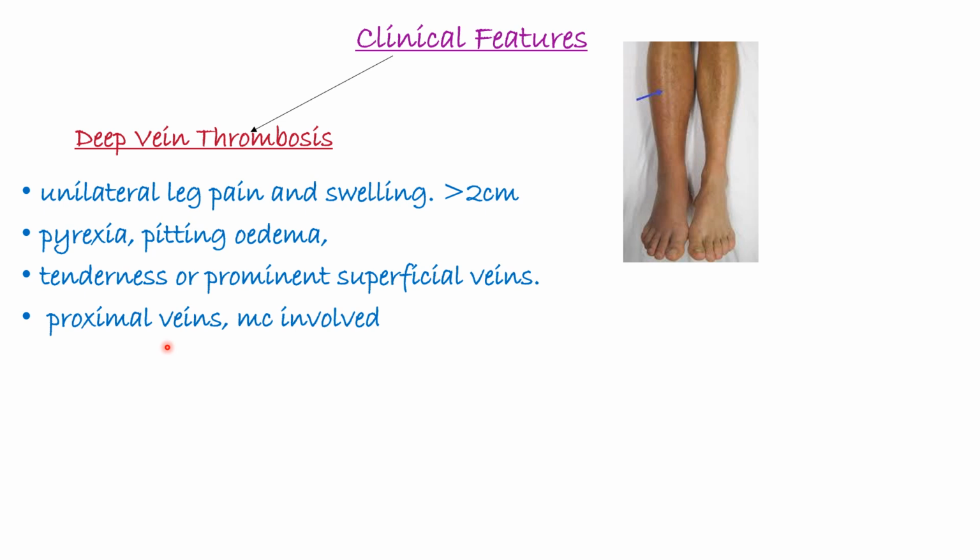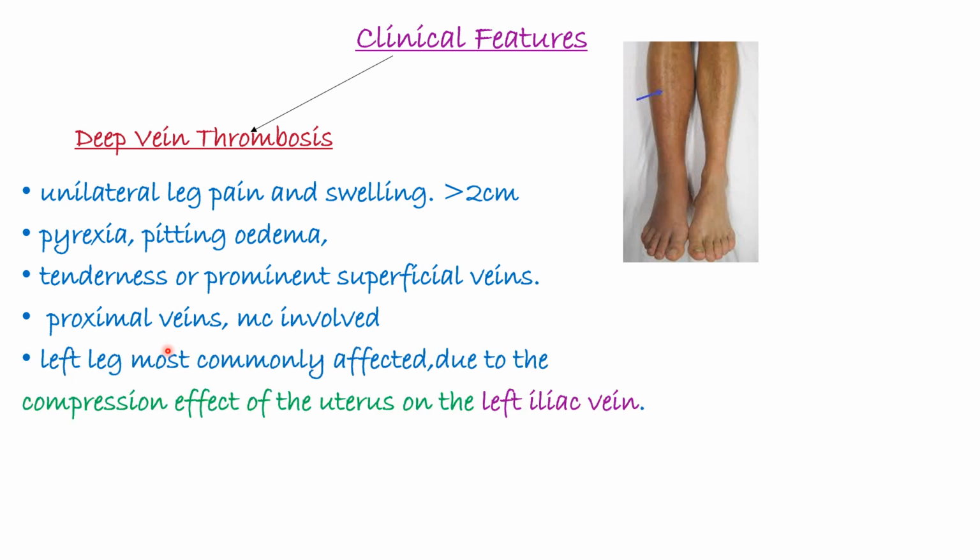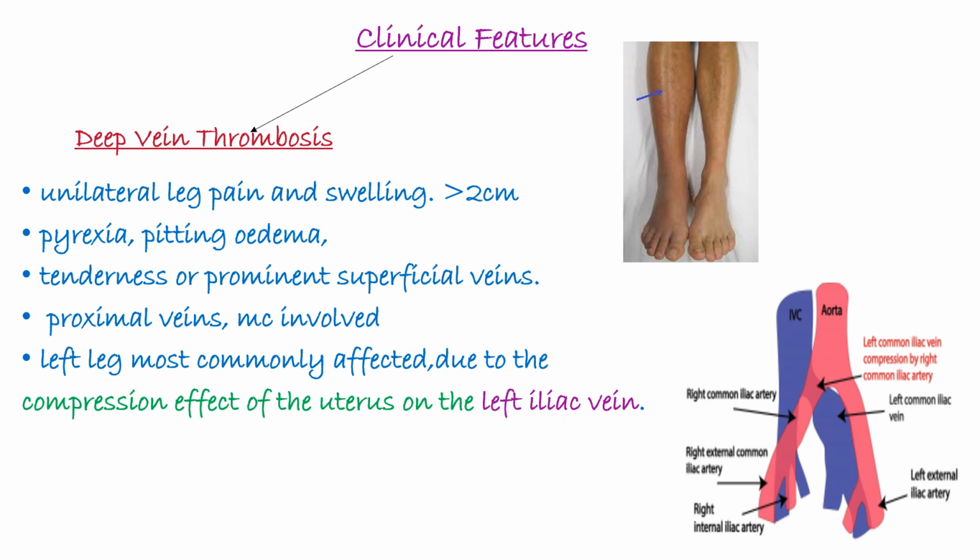Usually in pregnancy, the proximal veins are most commonly involved. In addition to that, the left leg is most commonly affected due to the compression effect of the uterus on the left iliac vein. So the uterus most commonly compresses the left iliac vein, causing stasis.